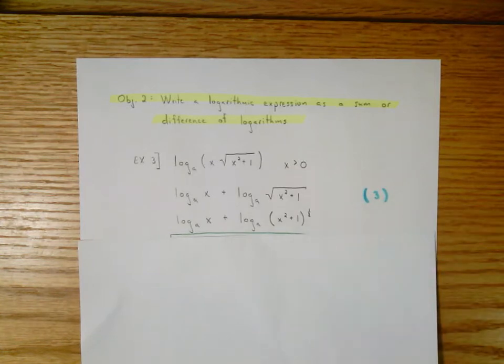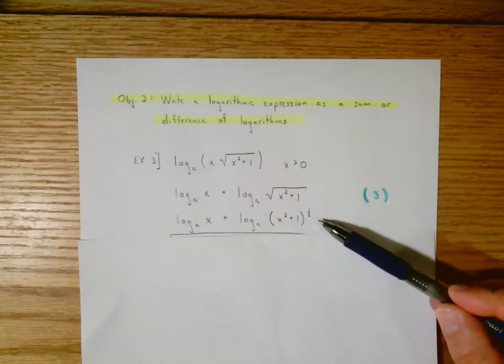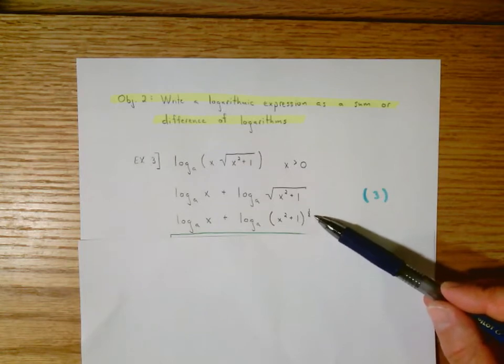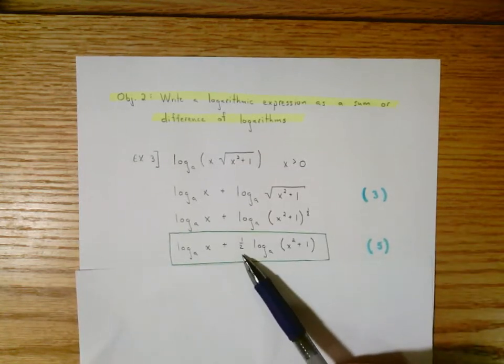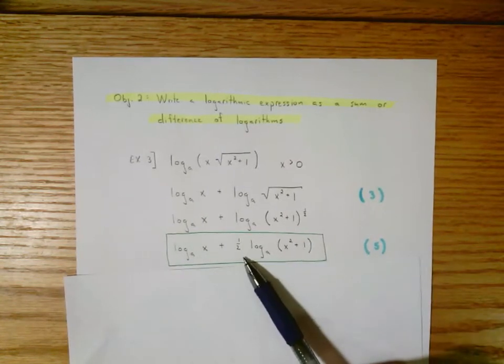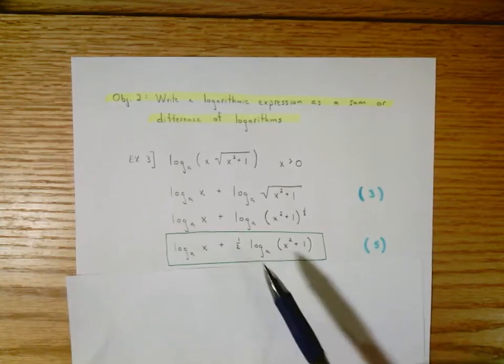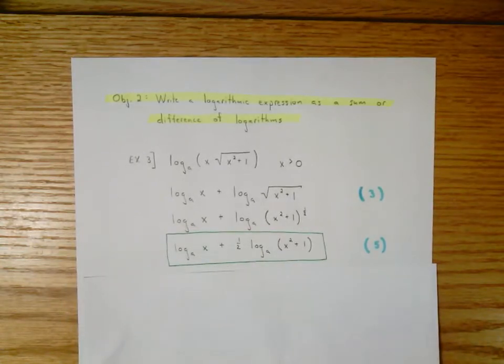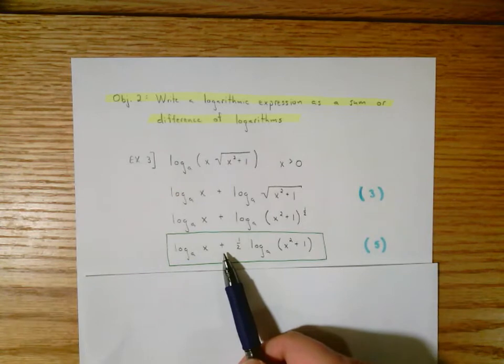The reason we do that is because of that sentence in the directions that says express all powers as factors. Remember that property that I told you to write in glitter paint and put stars and stickers and smiley faces around? That's what we're going to do right here. We're going to rewrite this exponent 1/2 as a coefficient on this logarithm. That's where we rewrite the power as a factor. Factors are multiplied right here. So we have a logarithm base a of x plus 1/2 times a logarithm base a of the quantity x squared plus 1. We've rewritten our single logarithm as the sum of logarithms.